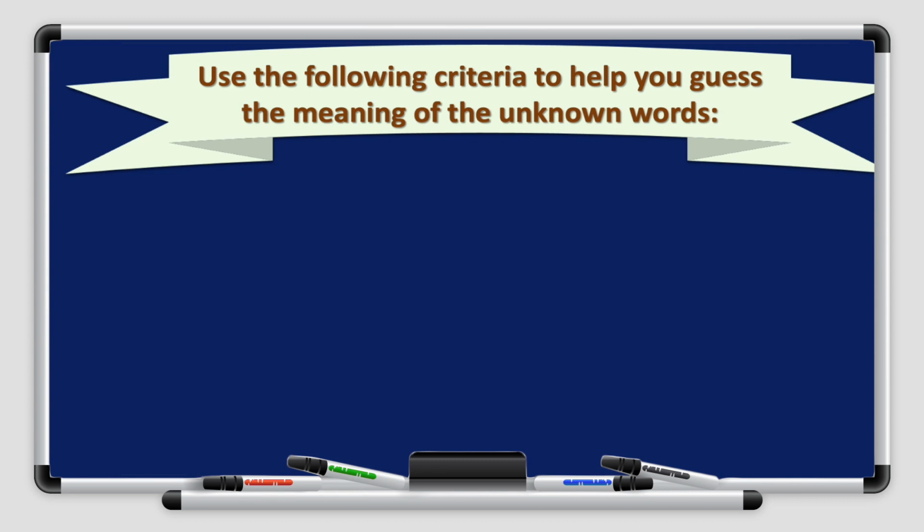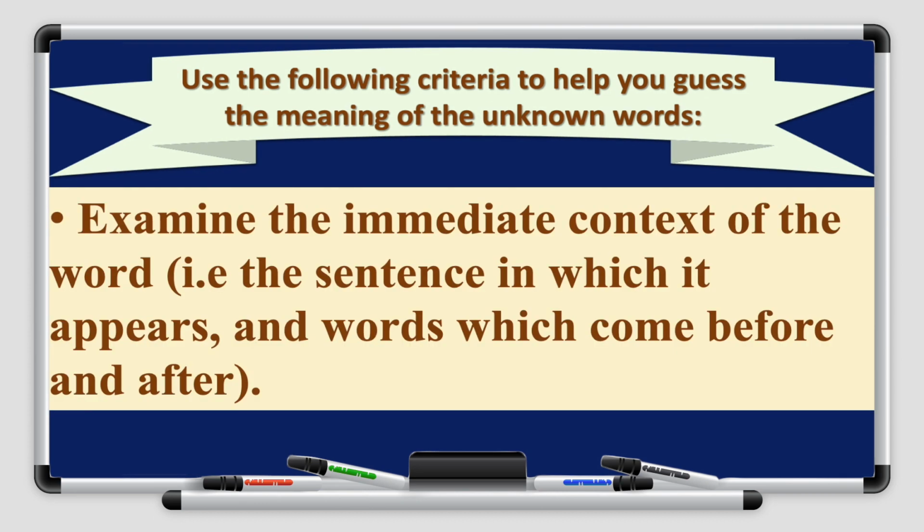First of all, we should examine the immediate context of the word, which means the sentence in which it appears, and the words which come before and after. In other words, when you look at the word that you don't know, look at the words before and after, which means you have to look at the whole sentence in which the word is present.